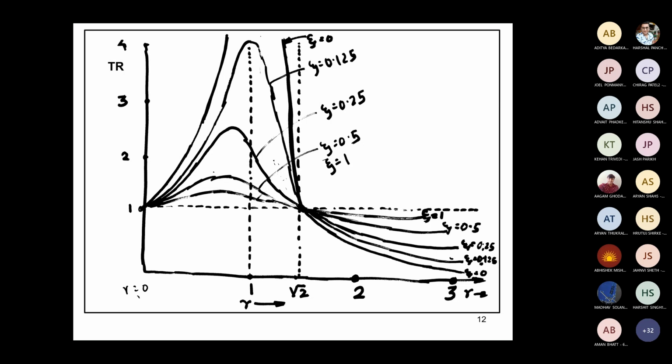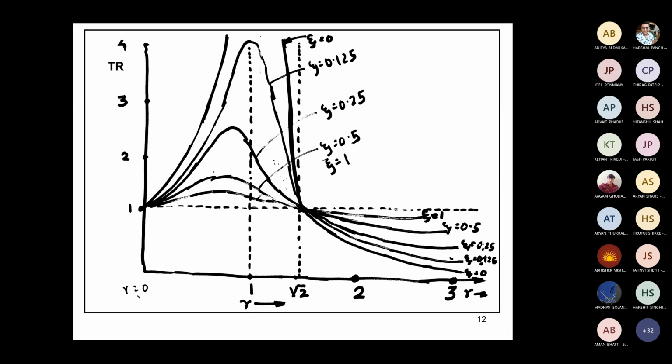When damping is 0, transmissibility goes to infinity. As soon as you introduce damping, the transmissibility starts to decrease, its peak starts to appear, and its peak shifts to the left. All right, and so we identified these three regions.